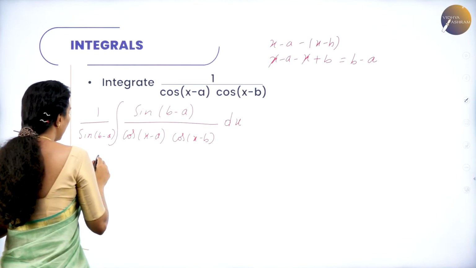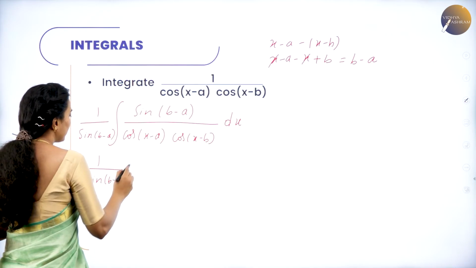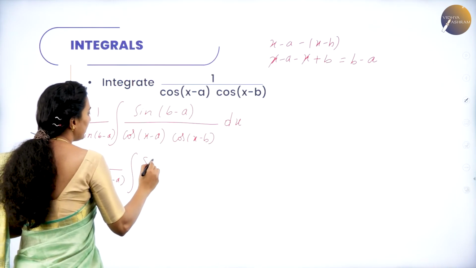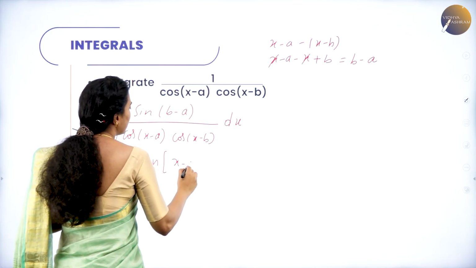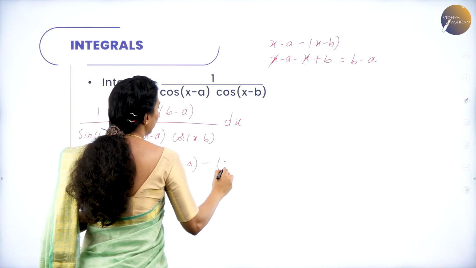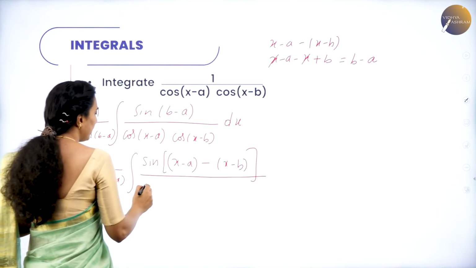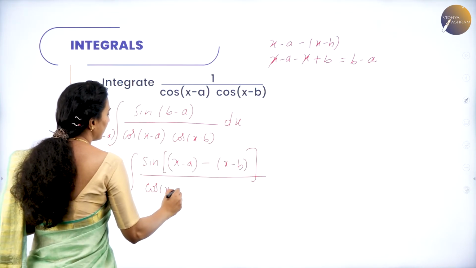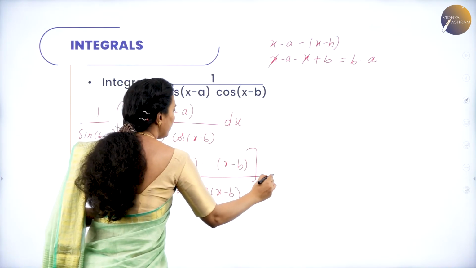Now dears, here I can write it as 1 over sine of b minus a as it is. Now integral of this can be written as, instead of b minus a, I can substitute it as x minus a minus of x minus b, isn't it? As we have done there, divided by cos of x minus a into cos of x minus b into dx.